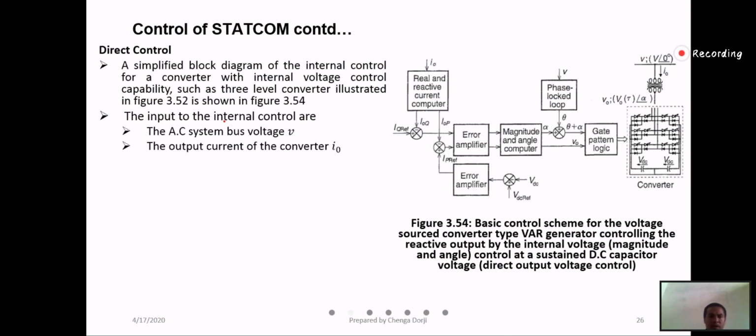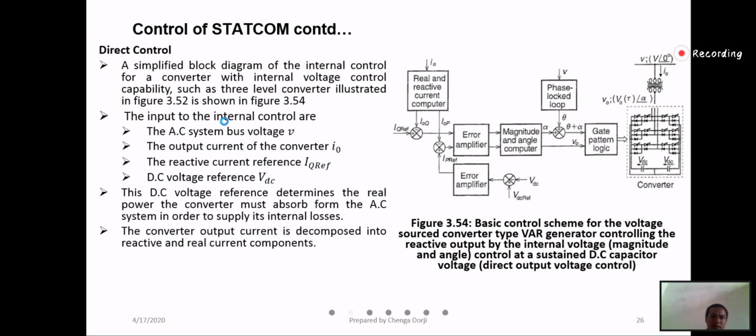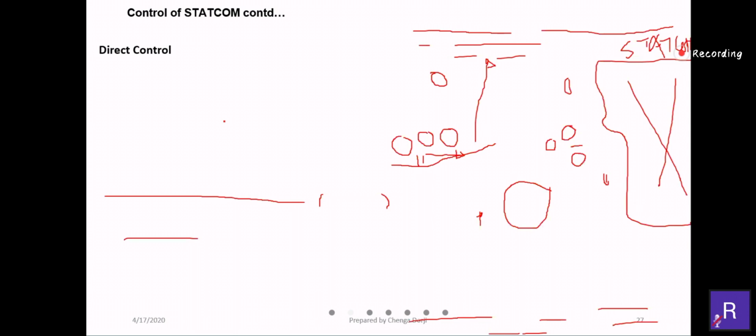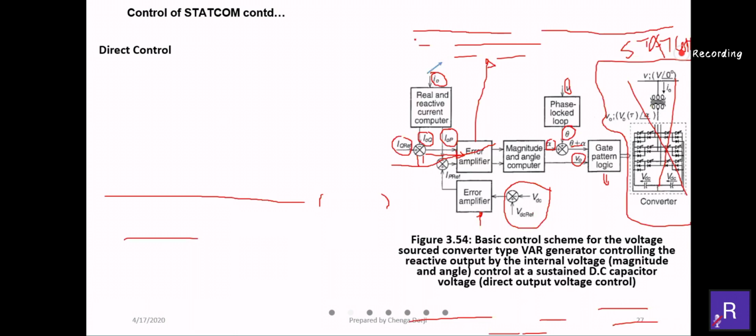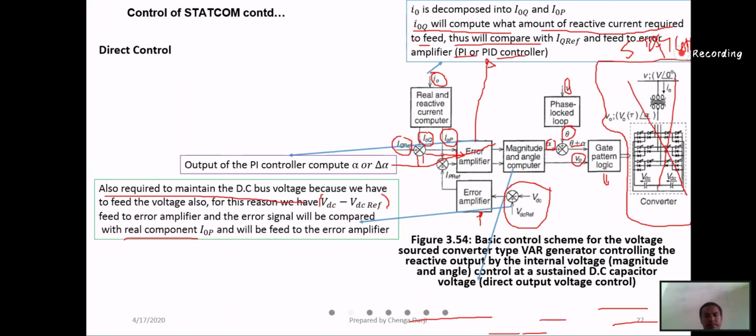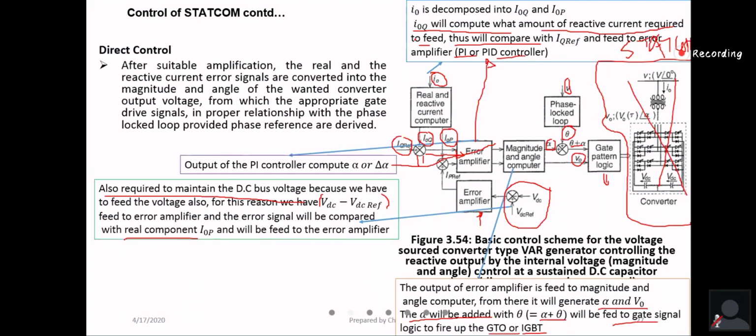Okay, direct control. So is it okay now, Roshan? Yes. Hello. So the controlling part, is it okay? Yes, sir. Okay, so after suitable amplification, the real and the reactive current signals are converted to the magnitude, and then this is how it is done. Indirect. Hello. Which one? Which part?